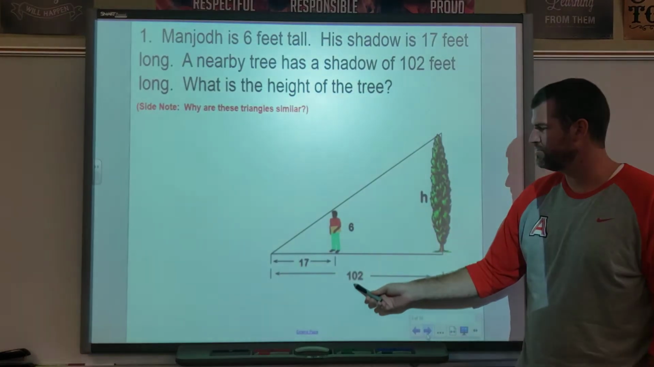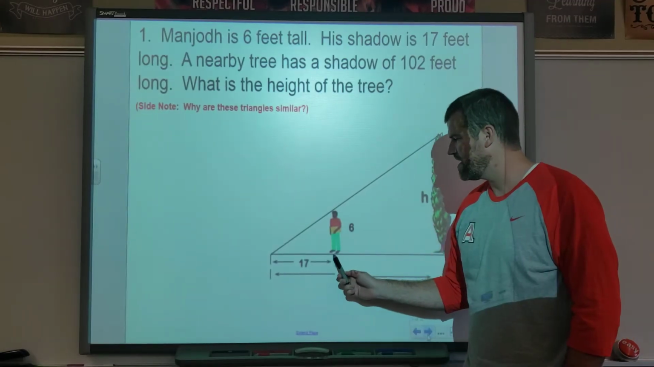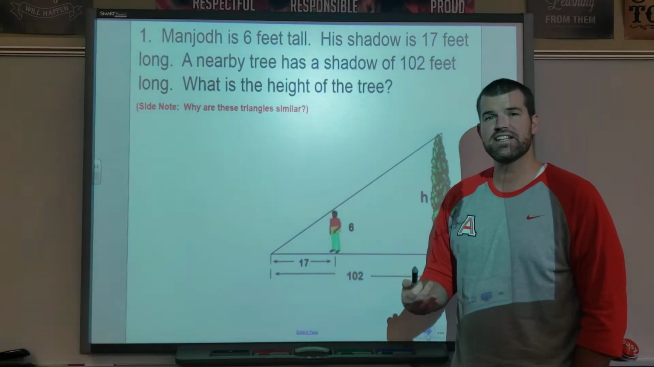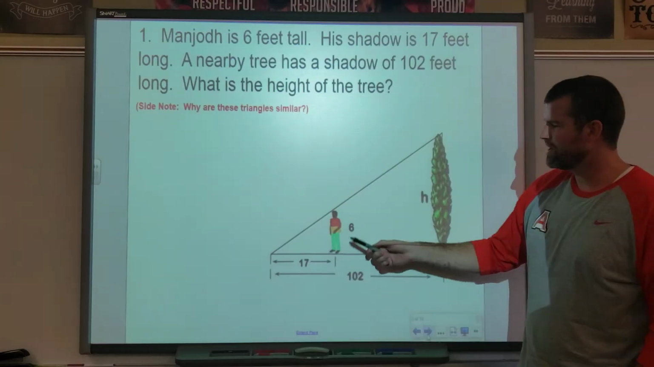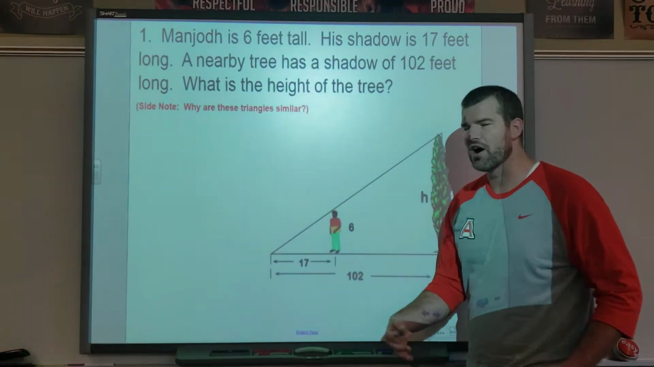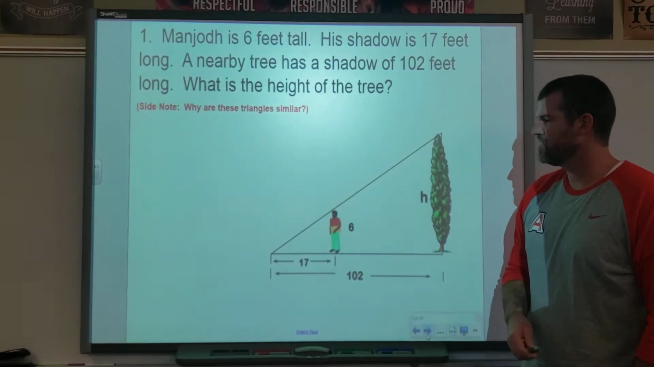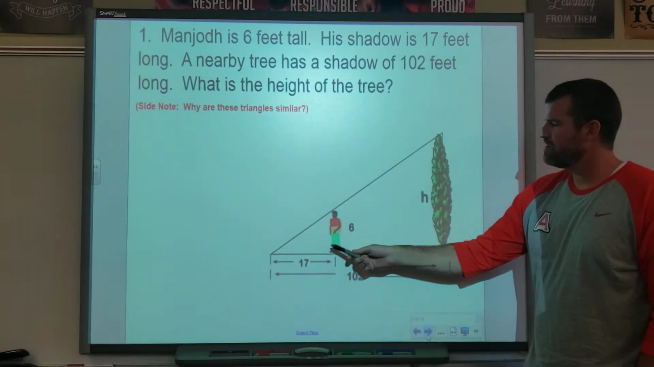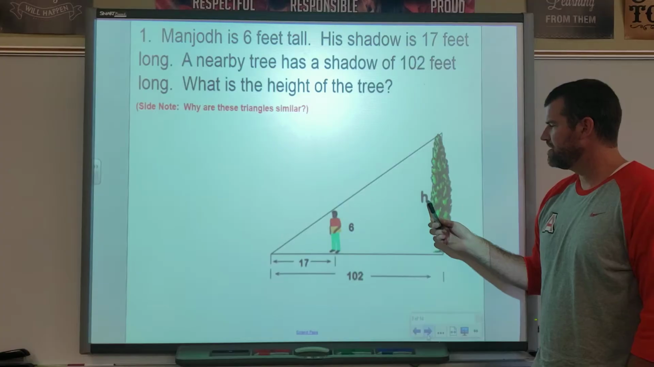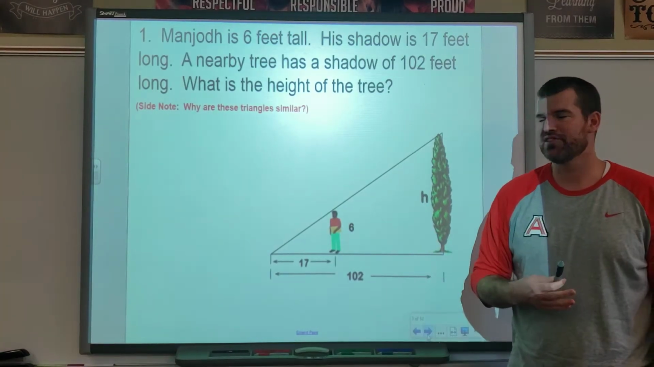It is 102 feet long. Manjad's shadow is right here. It is 17 feet long. We can measure those, right, with a tape measure or walk it out with your feet, something like that. And then we know that he is 6 feet tall. So we can now use these three measurements to find our unknown height, which is the height of the tree.